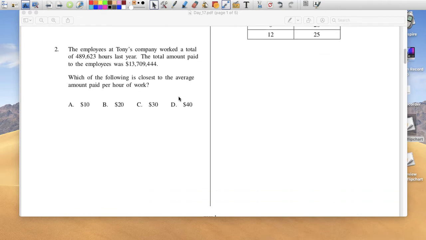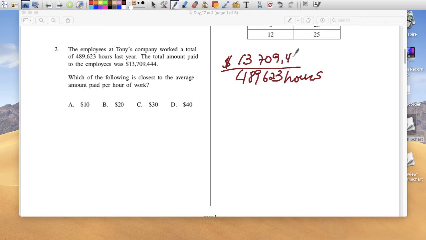Question 2. The employees at Tony's company worked a total of 489,623 hours last year, and they got paid. I'm going to put hours at the bottom and the money on top. So they got paid 13,709,444. Find the unit rate, and again, this says closest, so it's not going to be an exact answer.